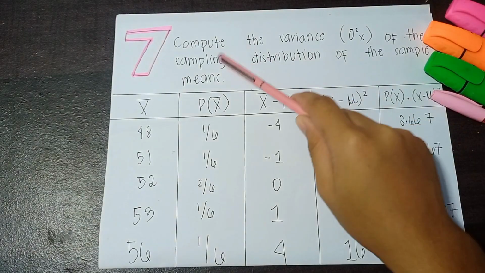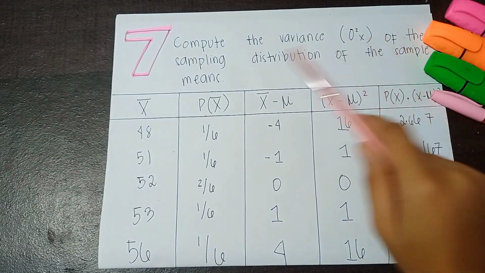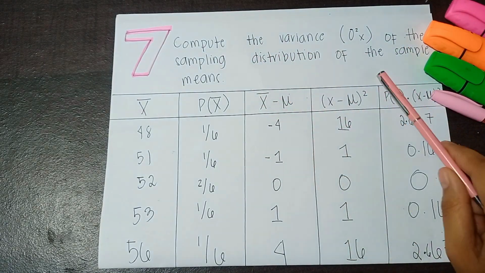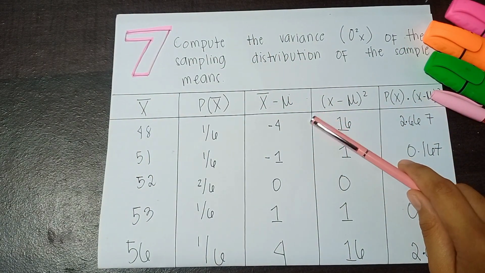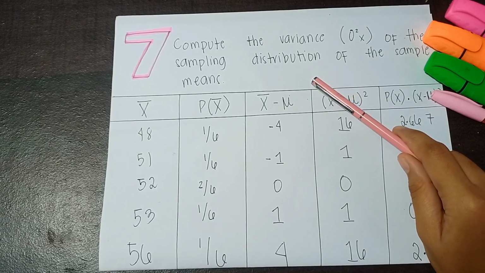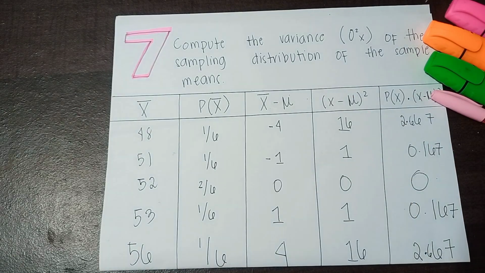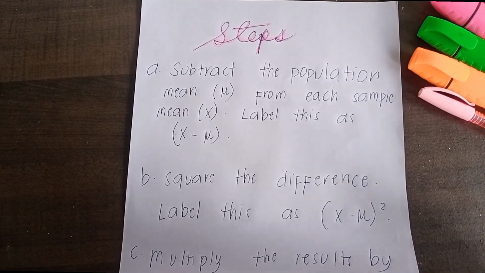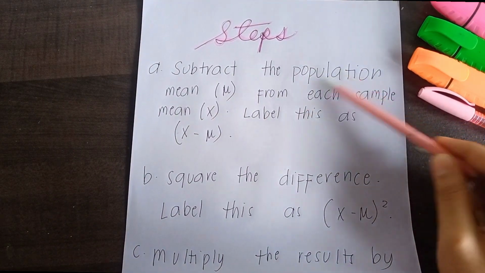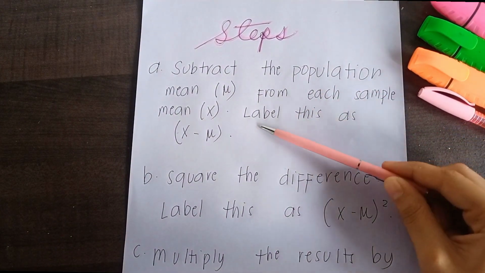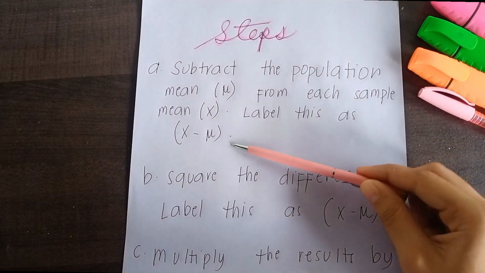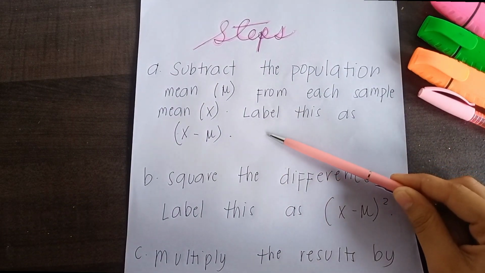Step 7. Compute the variance of the sampling distribution of the sample means. In computing the variance of the sampling distribution of the sample means, we are going to follow 4 steps, which are the following. Step 1. Subtract the population mean from each sample mean. Label this as x minus population mean.